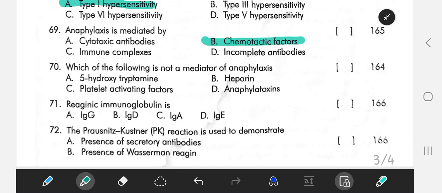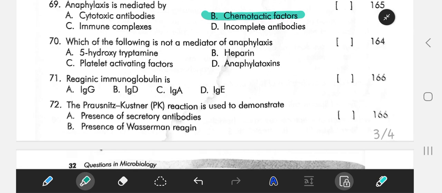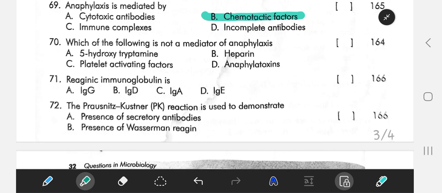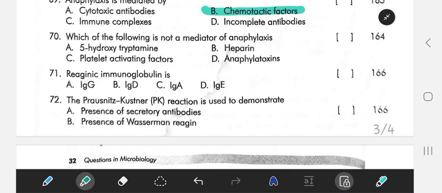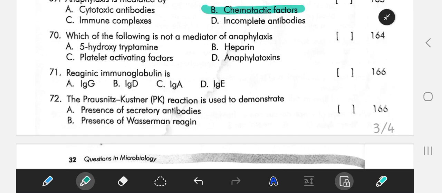Now question number 70. Which of the following is not a mediator of anaphylaxis? A, 5-hydroxytryptamine, B, heparin, C, platelet activating factor, D, anaphylatoxins. Answer will be B, heparin.